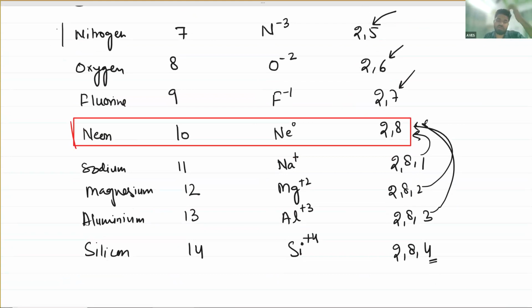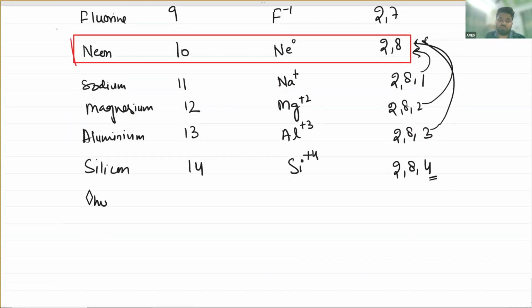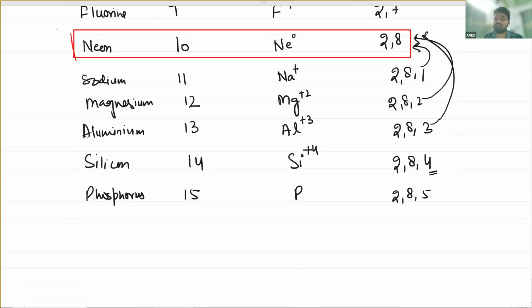+4 means valency 4. Next, after silicon, we have phosphorus. Phosphorus has atomic number 15, symbol P, and electronic configuration 2,8,5. So it will donate... no, sorry, it will gain 3, like in the case of nitrogen, 2,5. Valency is -3. Similarly, phosphorus has -3 valency.